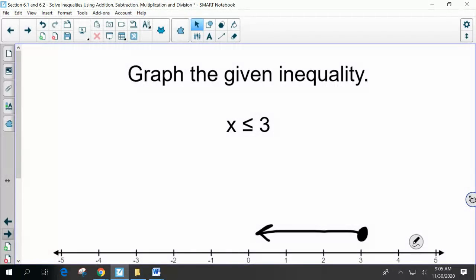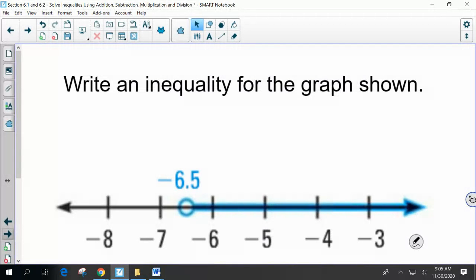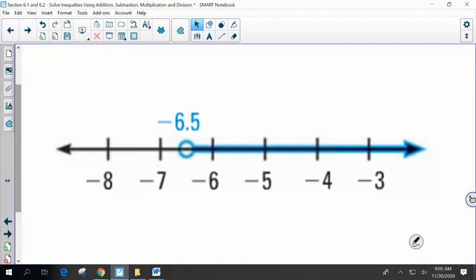Okay, so the next part is we are going to try to write the inequality. So here we have an open circle at negative 6.5, and it is going right. So I'm going to start with a variable, X. If it's going right, is it greater or less? Greater than. It's an open circle, so I'm not going to put that little line underneath of it. And then it's greater than negative 6.5.